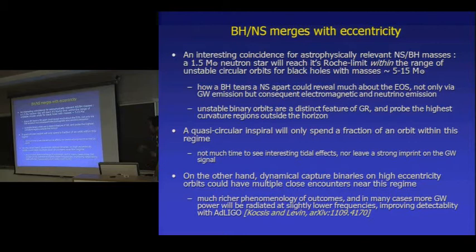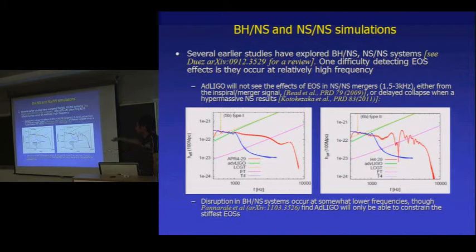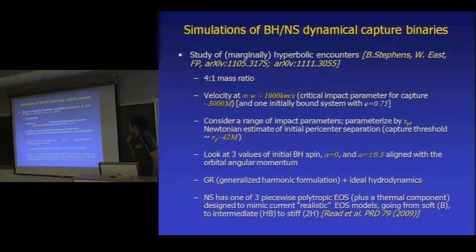On the other hand, for dynamical capture binaries with high eccentricity, the effective innermost stable orbit is closer to the black hole. There can be multiple close encounters of the black hole with the neutron star. At each one of these close encounters, there could be some tidal disruption, some material accreted onto the black hole, some material ejected. And so there's a possibility of having the strong field gravity and the matter effects imprinted on the observables in a much more pronounced way. And of course, what's interesting with black hole neutron star mergers as opposed to binary neutron stars is that the frequencies get shifted towards the left. They're more massive systems, so they're going to start creeping into the regime where advanced LIGO can start seeing some of the effects. So let me now show you some results of some early simulations of these eccentric mergers.